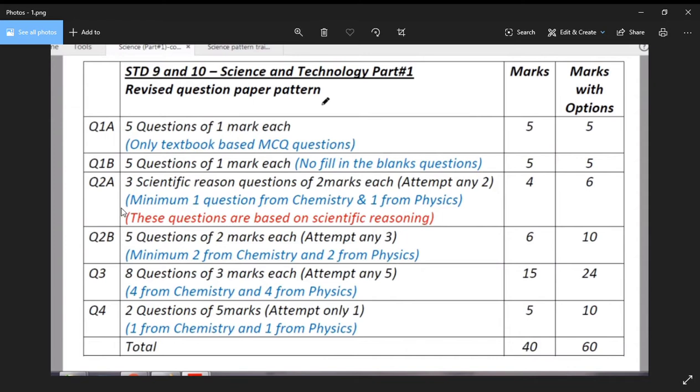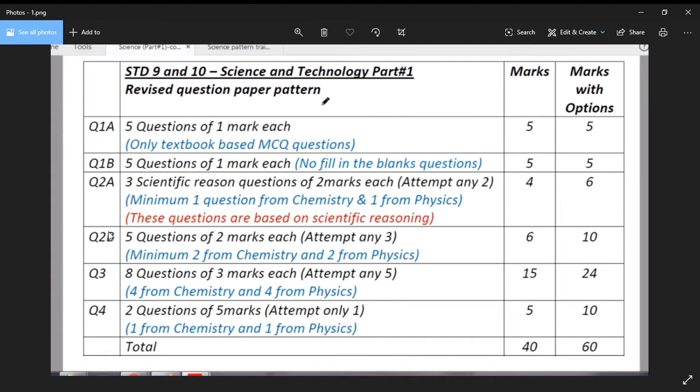Now let us consider question 2. Question 2 consists of 2 sub-questions A and B. In question 2A, there are 3 scientific reason questions of 2 marks each. You have to attempt only 2 questions, give reasons, which carries 4 marks, and there is one option. It means that there are 6 marks in total, in which a minimum of one question is from chemistry and one from physics. Now these questions are based on scientific reason.